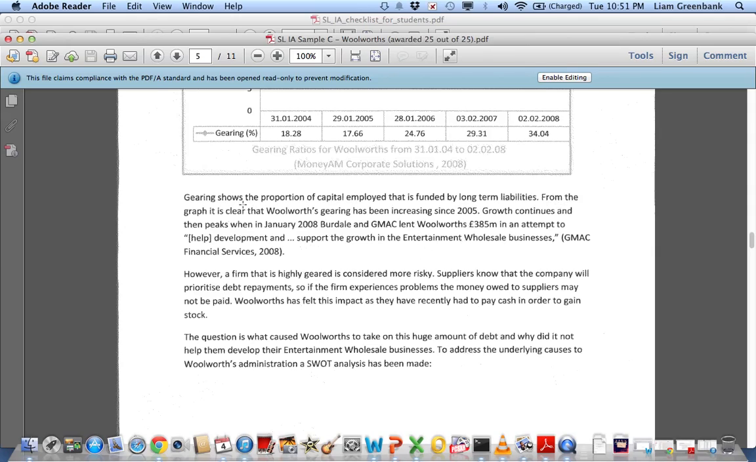So here from the graph, it is clear that Woolworths' gearing has been increasing since 2005. Growth continues and then peaks in 2008. However, a firm that is highly geared is considered more risky. So this is theory as well. They're using theory and applying it to Woolworths' situation. So we know from the theory with gearing that highly geared companies are more at risk, and so this links to Woolworths' data here.